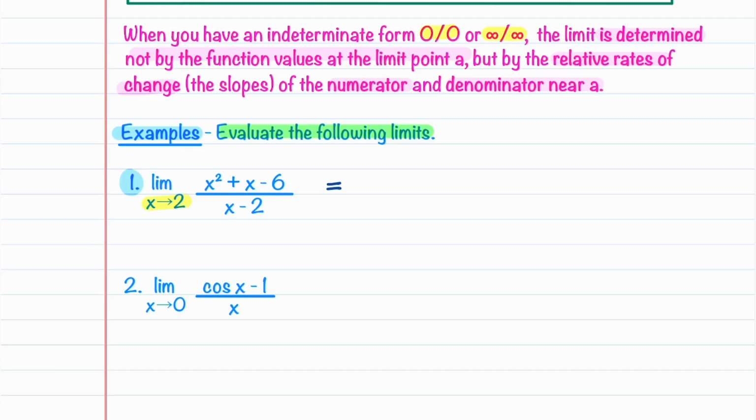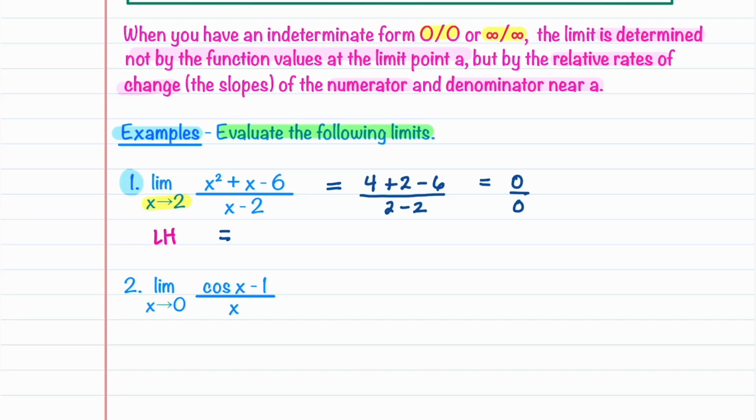If we substitute x is equal to 2 on the numerator, we get 2 squared, which is 4, plus 2 minus 6, and we divide all of that by 2 minus 2. This is equal to 0 over 0. When we get 0 over 0, we know that we can use L'Hopital's rule. I'm going to put a little LH over here each time I use L'Hopital's rule.